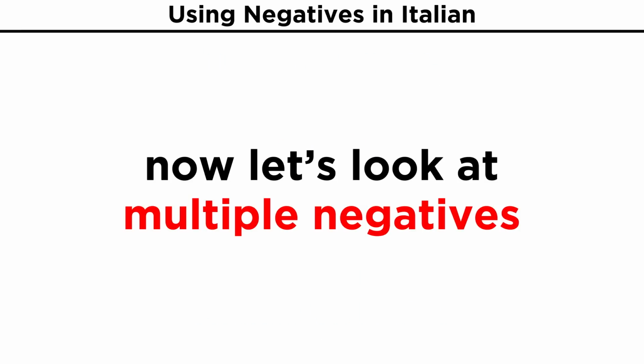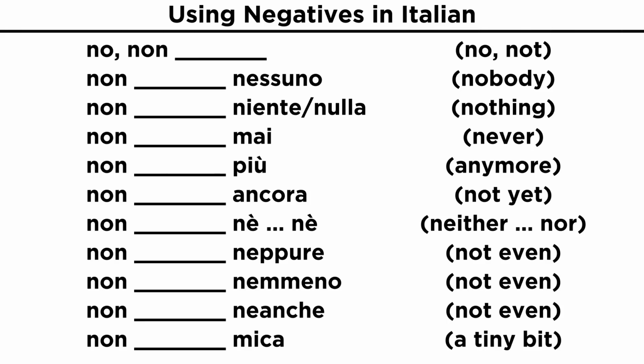But with these examples aside, it's time to enter the wonderful world of multiple negatives. Take a look at this list and see that we will always need the word non, and then these spaces are where a verb will go, and then there is another word. Let's see these in context for more clarity.